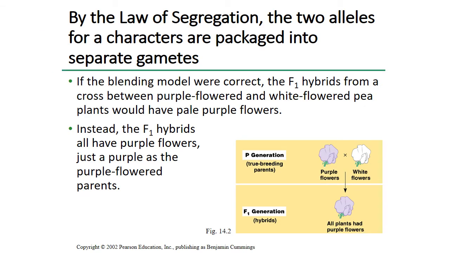By the law of segregation, the two alleles for characteristics are packaged onto separate gametes, meaning that one's going to be on one chromosome and the other is going to be on the other. If the blending model was correct, then with purple and white flowers we would have pale purple flowers, or with tall and short pea plants we would have medium pea plants, but that's not what happened. Instead, we got all purple flowers just as equally purple as the original parent, or all tall plants, just as tall as their parent.